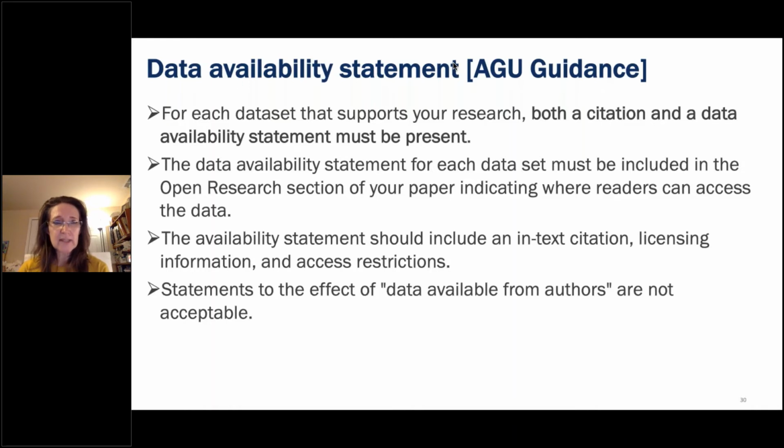So for AGU, our availability statement guidance walks you through the fact that we do need both a citation and an availability statement to be present. You want to put the availability statement in the open research section of your paper, and you should use an in-text citation and provide any access information in the availability statement, should that be necessary. For instance, for some data there is a fee to gain access. You would indicate in the availability statement that there is a fee.